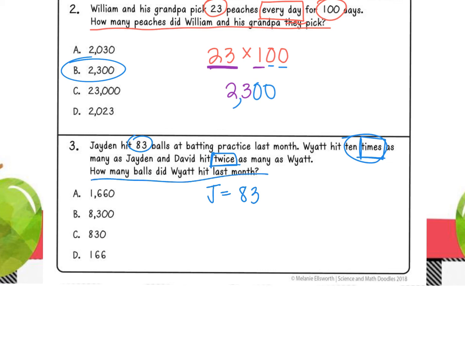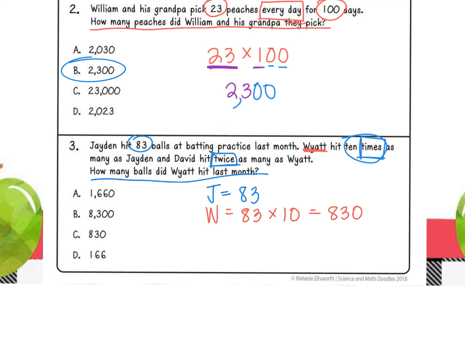Thank you. Now I want to focus on Wyatt. Okay, Wyatt hit 10 times as many as Jaden. Is it 830? So 83 times 10 equals 830. Very good, Lena. I know because when we were doing our practice notes, we kept adding zeros. Exactly.